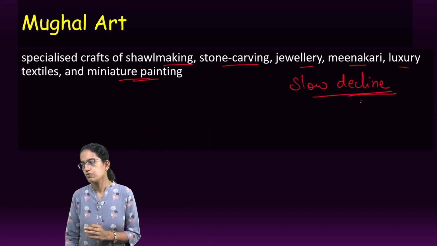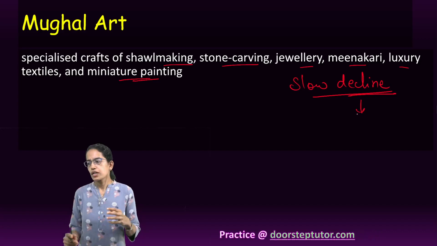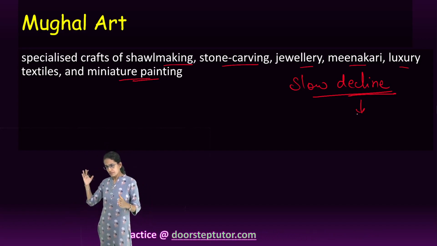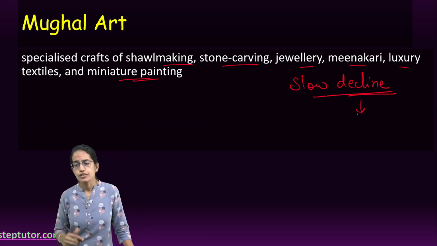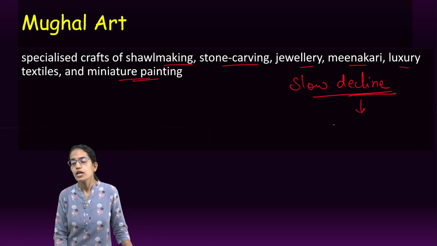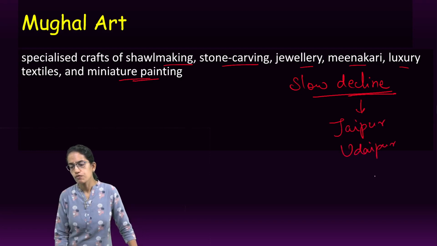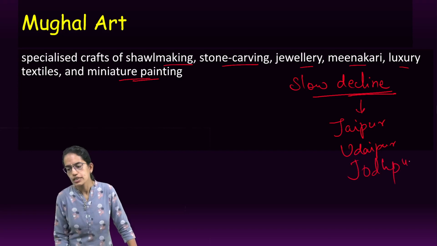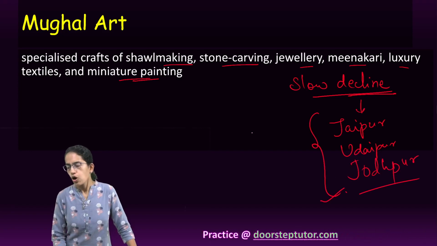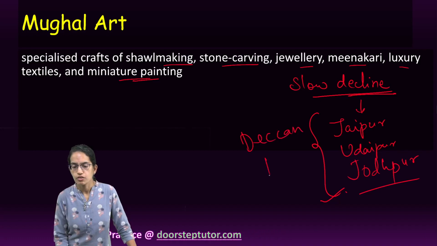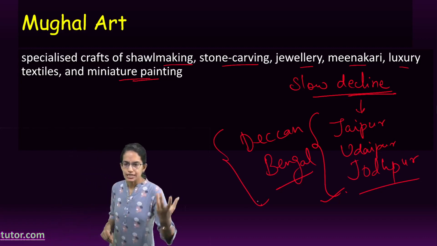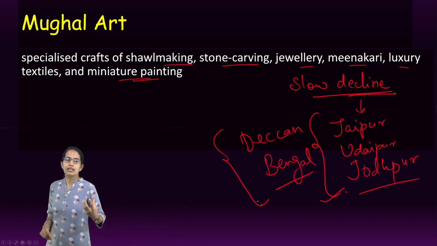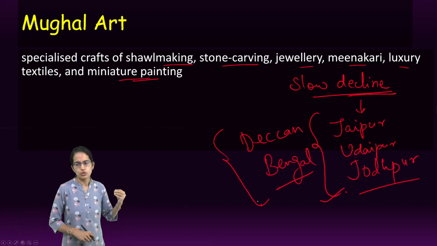Now, this decline was basically because the people were not able to find the right employment with the Mughal kingdom, and the Mughal kingdom was declining. So the people moved to the regions of Rajasthan, for example, Jaipur, Udaipur, and parts of Jodhpur in particular, and these were the areas where these crafts evolved. Also, some of them moved to the regions of Deccan and Bengal, where these crafts evolved later. So the art of miniature painting, the art of meenakari, and luxury textiles flourished in those areas.